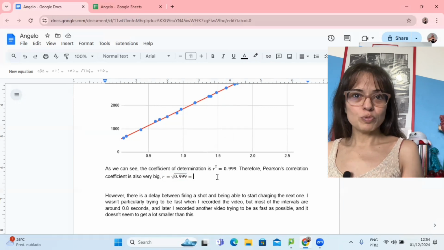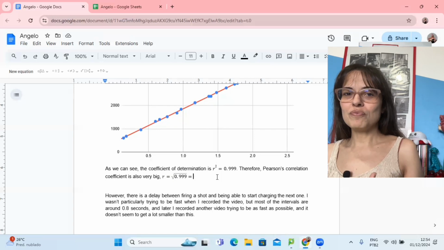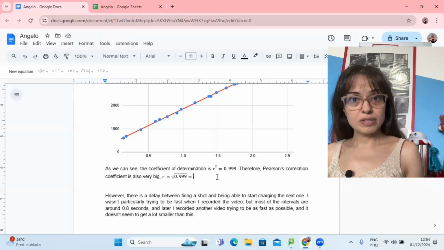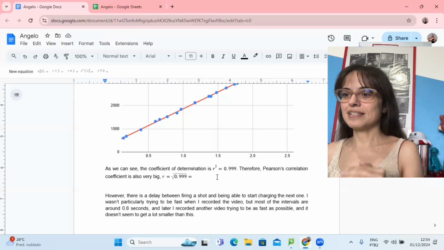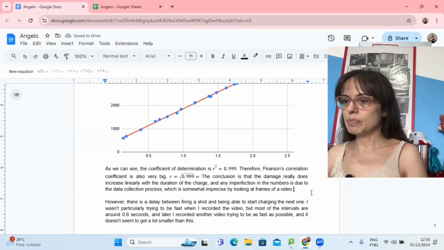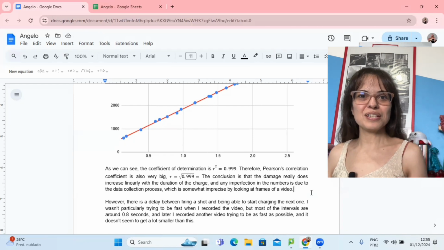Why is it not perfect? There's an obvious answer to this question, which is that data collection is not perfect. I was doing frame by frame, to the best of my ability. But this needs to be mentioned as a direct reflection on what we're seeing. Okay, so there it is. I have commented about the imprecision of the data collection.